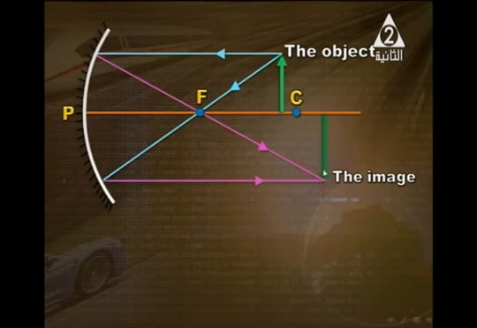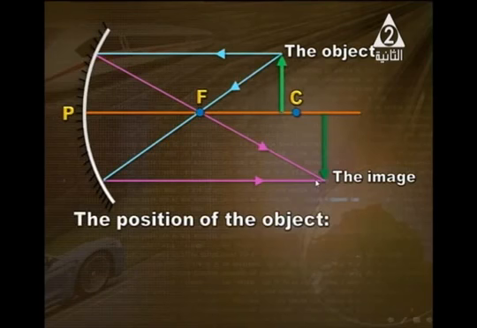The image properties: it is inverted. We find it bigger than the object, or magnified. Real. Why real? Because the image is formed at the intersection of the two reflected light rays.